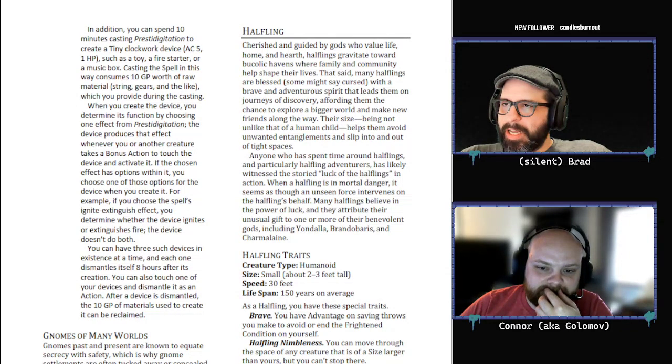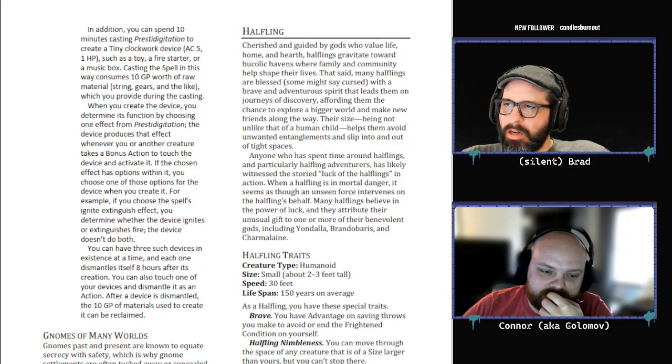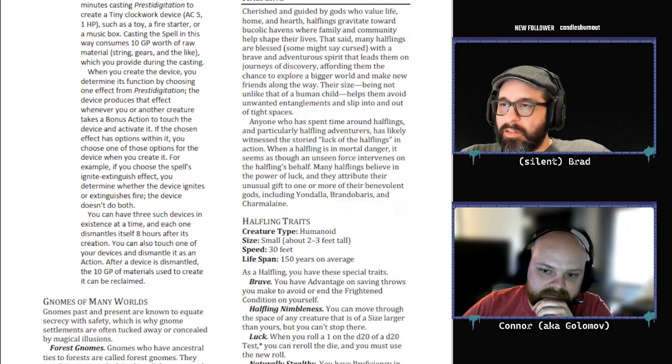So cherished and guided by gods who value life, home, and hearth. They gravitate toward bucolic havens where family and community help shape their lives. So blessed with brave and adventurous spirit.